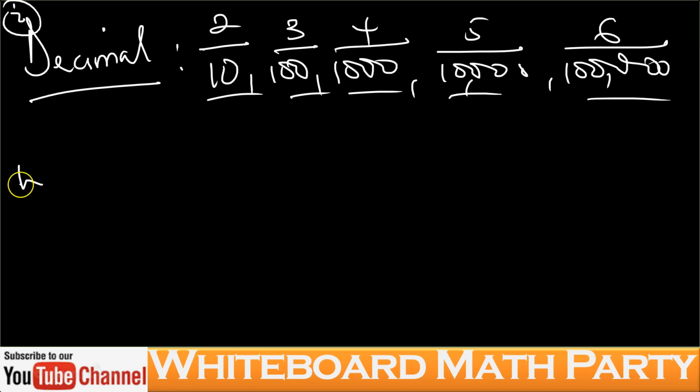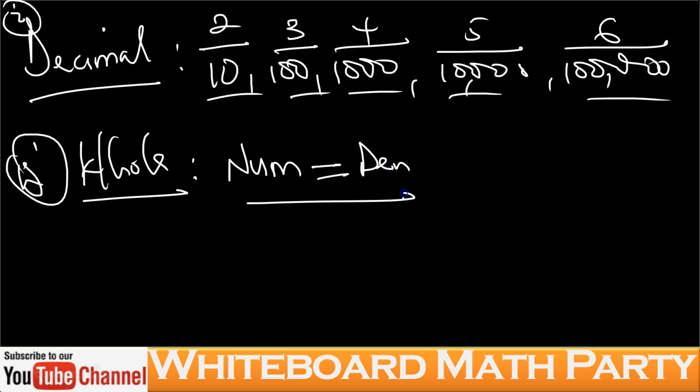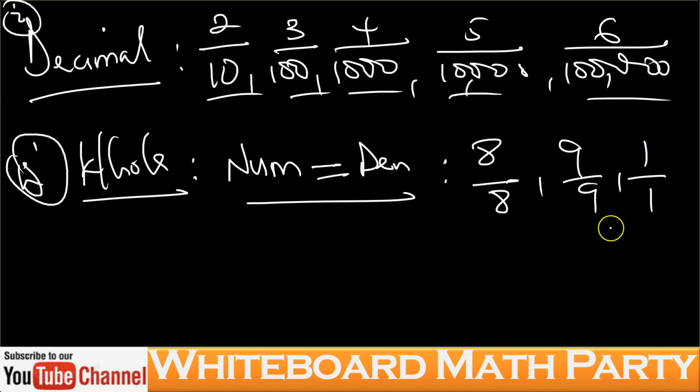And the last kind of fraction is the whole fraction. Now, a whole fraction is that kind of fraction that is exactly the same thing as 1. The numerator is equal to the denominator for this kind of fraction. The numerator is equal to the denominator. It's always like that. Let me give you an example. 8 over 8, for instance. This is a whole fraction. 9 over 9 is a whole fraction. 1 over 1, it's a whole fraction.